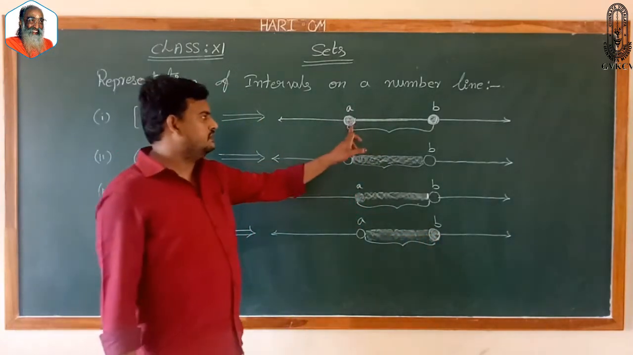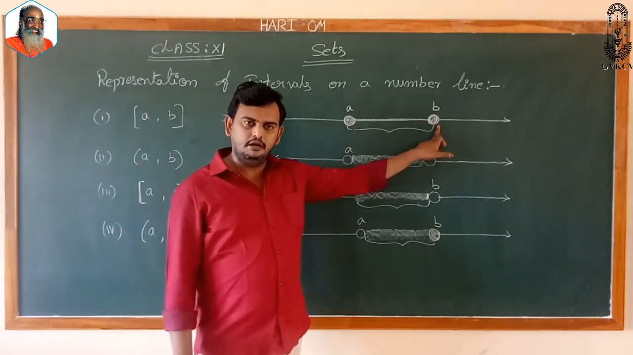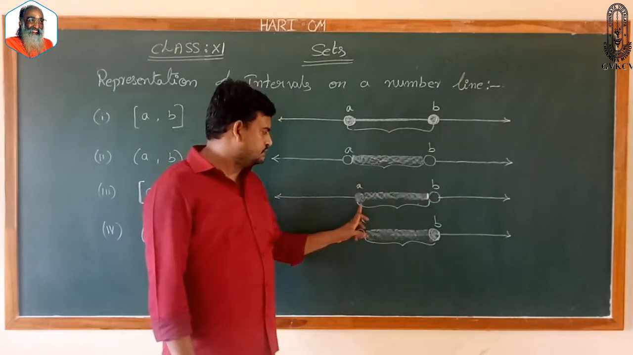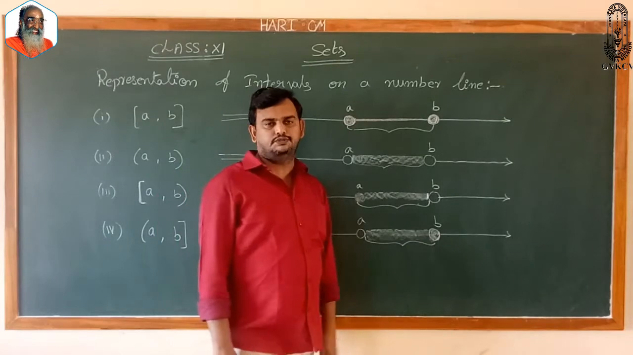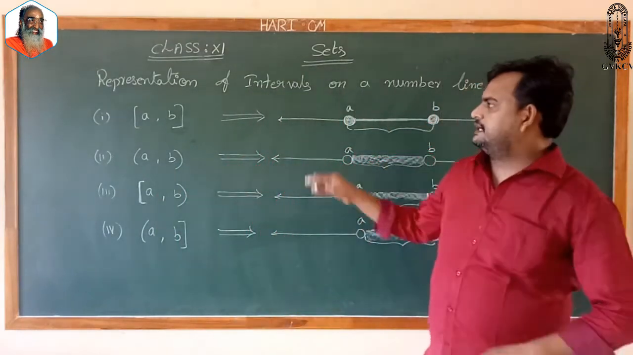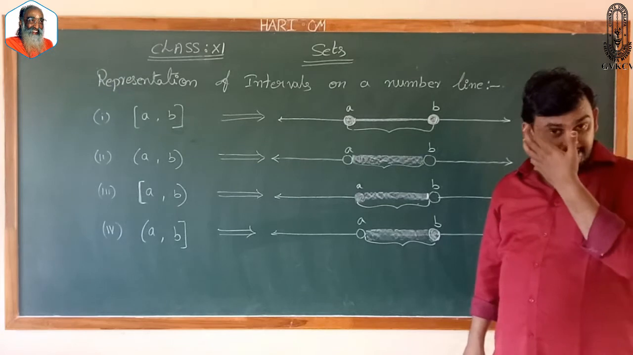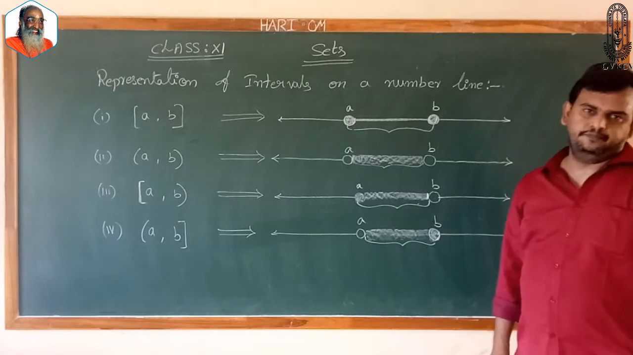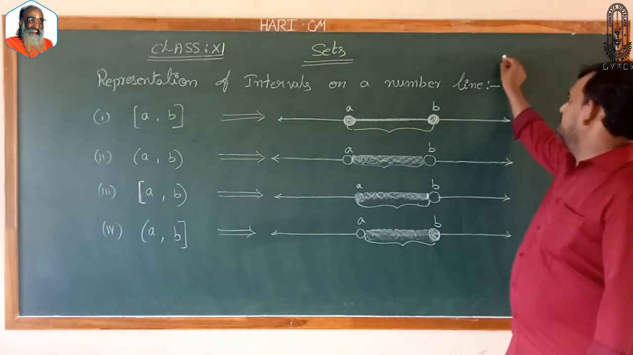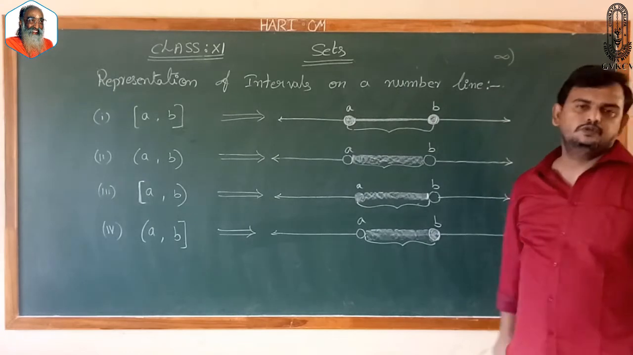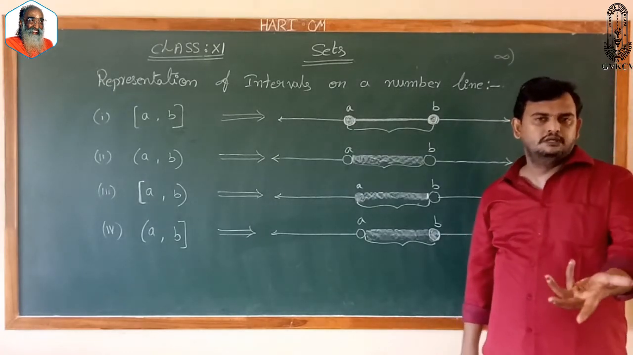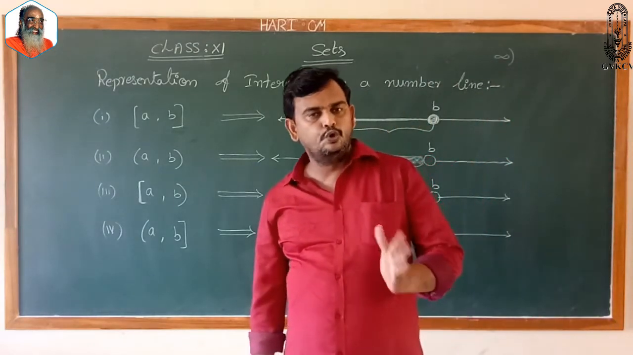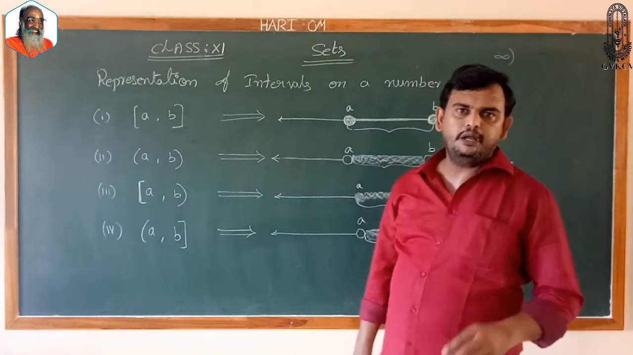So, closed interval means both boundaries are included. Open interval means excluding the boundaries. Closed to open, open to closed. This is nothing but representing the intervals on a number line. And we have infinity. Wherever you have infinity, we always have to use an open interval. Infinity means we don't know the exact value, so we can't use the closed interval. We always have to use the open interval.